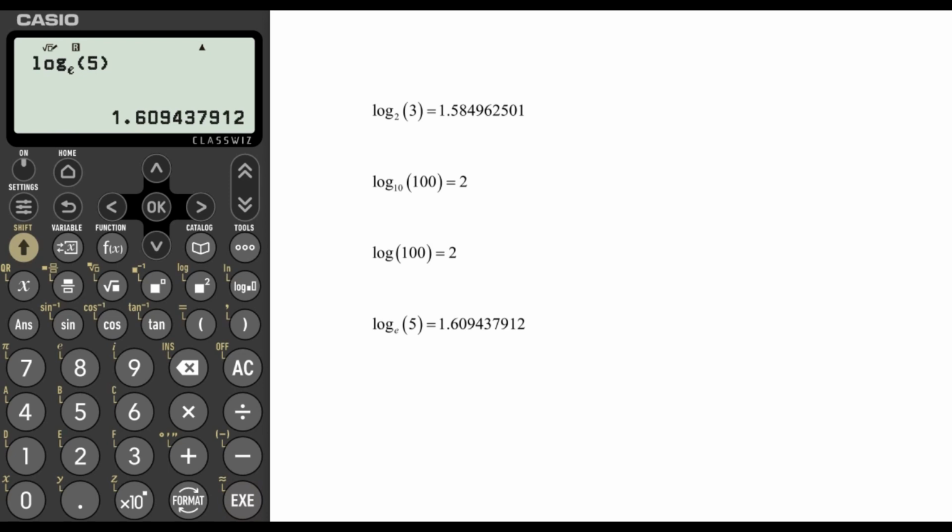We could also use the natural log instead of the log base n feature. Of course, log base e of 5 is the same as natural log of 5. The natural log is a gold function. Press Shift, then the log base n button. The natural log of 5, indeed, we do get 1.609, etc.